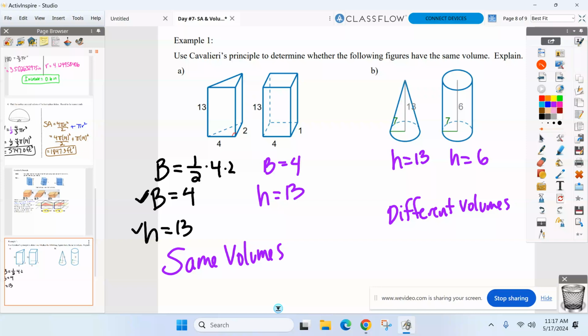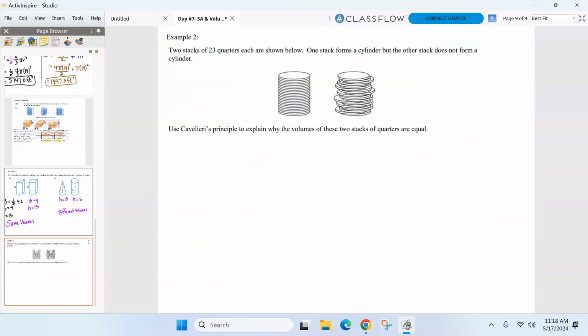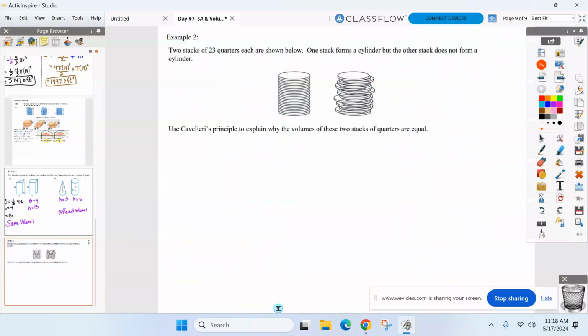Again, try to make this quicker. You don't have to calculate the volume. Right? You don't have to calculate it. Questions right there before we get into our last one, which is an old Regents question here. 23 quarters in each. One stack forms a cylinder, and the other stack doesn't form one.